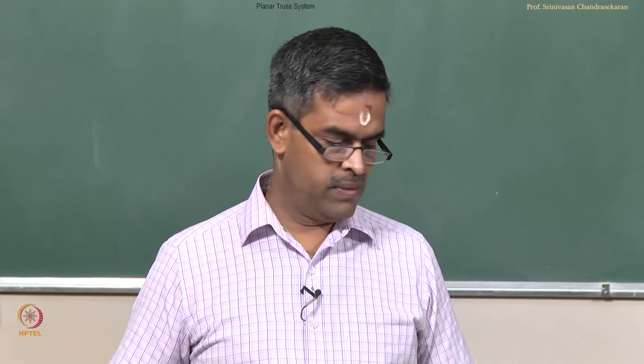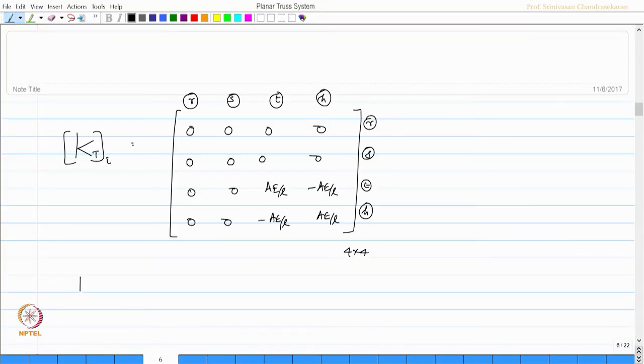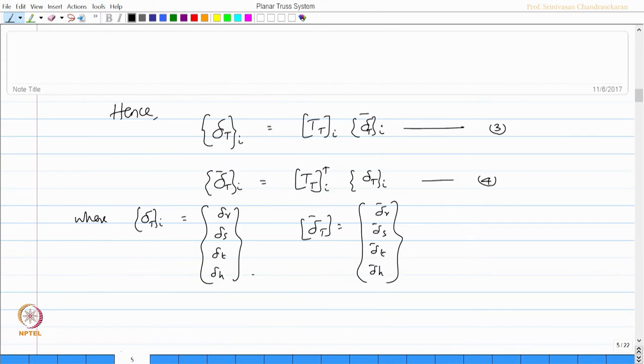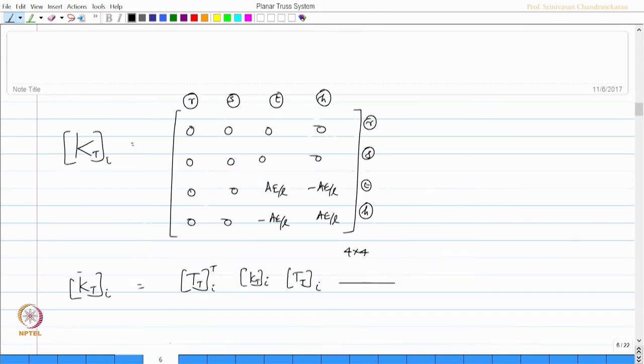without end rotations. Okay. If we really wanted to find the global stiffness matrix of this with reference to the reference axis system of the ith member, we can simply use the transformation matrix transpose, use the local matrix of this and then again multiply this with the transformation matrix of the ith member to get this, equation 5. I can call this equation 6.